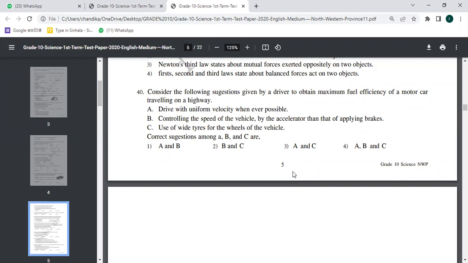Third one, use of wide tires. Normally we consider frictional forces. So when we consider friction, it is not affected by the area. That's what we do theoretically. Friction doesn't have a connection to area. Therefore, theoretically, what we have to get is A and B. A and B are the correct answer. So, answer A, I think you are correct.